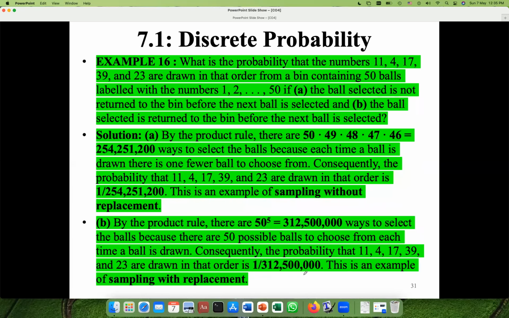Now, example 16. What is the probability that the numbers 11, 4, 70?